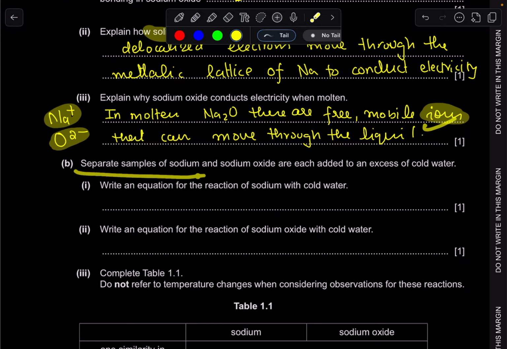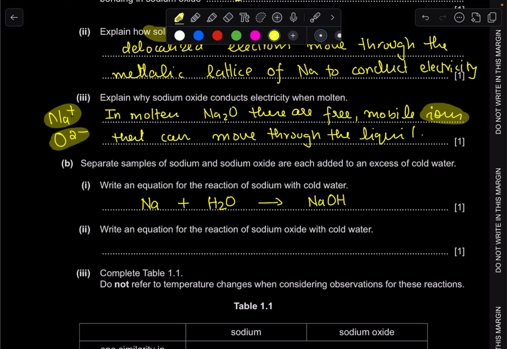Separate samples of sodium and sodium oxide are added to an excess of cold water. Write an equation for the reaction of sodium with cold water. This is again O levels based stuff. Do we have to add state symbols? No, we don't. You add sodium to water, what do you form? You form sodium hydroxide and hydrogen gas, and you have to balance this equation because there are a total of 2 hydrogens on this side and a 3 on this side. So you added 2 over here.